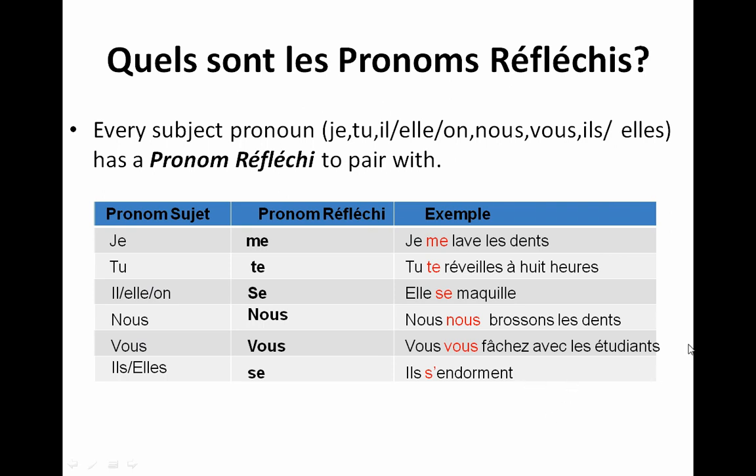Okay, you notice something here. For every part of the body, like the first example, je me lave les dents. Les dents, it's your teeth. Sorry. Nous nous brossons les dents.